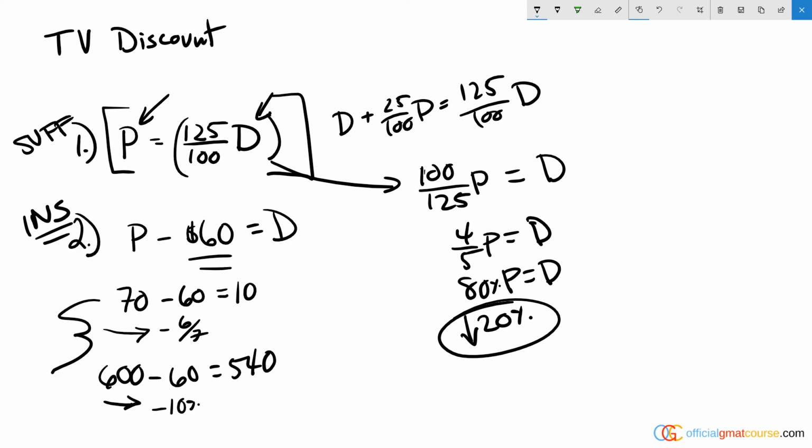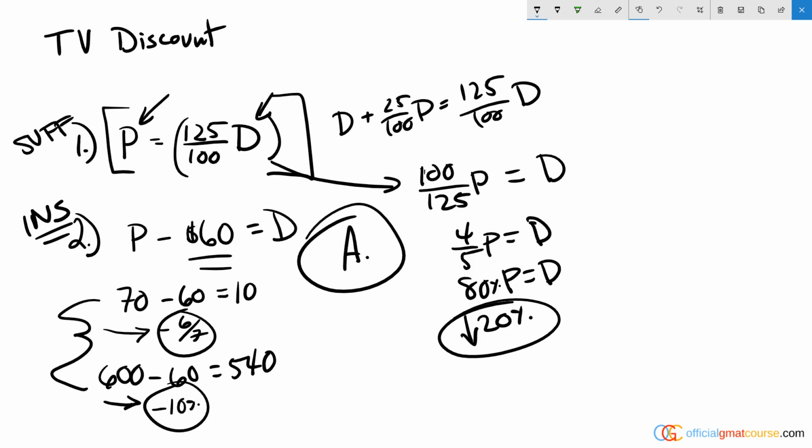So because we can potentially get two different percentage values out in statement 2, it's definitely insufficient. So playing with the numbers and trying to find two different values that come out for the percent change is a good way to break the data sufficiency problem and prove it insufficient. So that said, statement 1 was sufficient on its own, statement 2 was insufficient, and our answer is answer choice A.